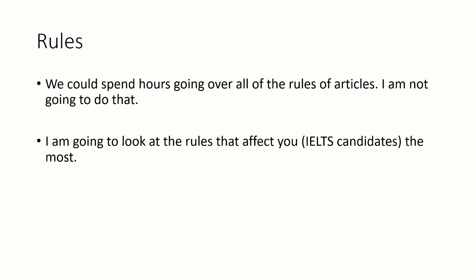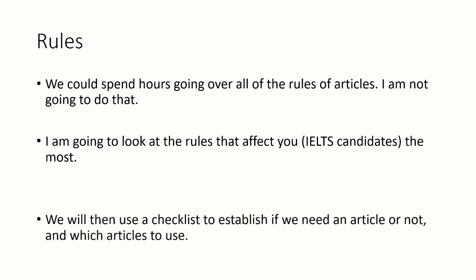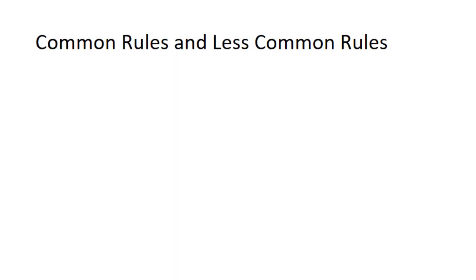So what I've done is I've looked at all of the rules of articles, and I've distilled it down into the essentials. A lot of this course is going to be like that. By essentials, I don't mean minimizing it to the point where it's easy, or minimizing it to the point where you're only learning half of it. I mean the minimum effective dose. So you do have to do a lot of learning, but really just talking about the essential things. We will use a checklist to establish if we need an article or not, and which articles to use. So we'll look at that in a moment.